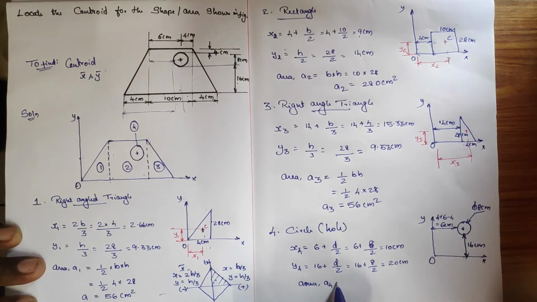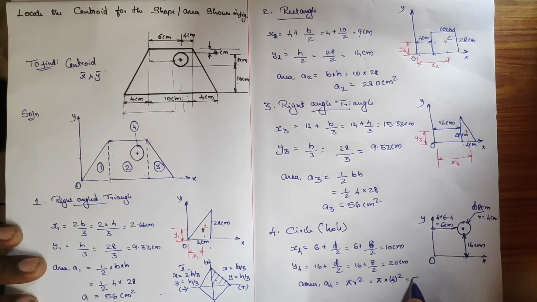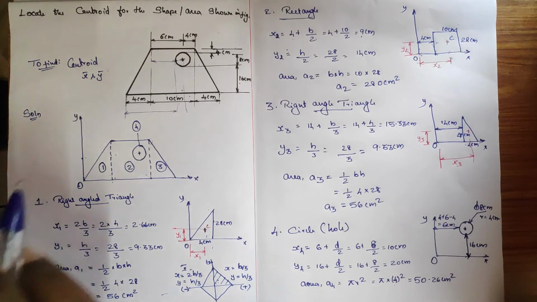Area A4. What is the formula? Pi r squared for a circle. So pi is 3.14 into radius squared, where radius is half of the diameter. So 4 the whole square. Radius is equal to 4 centimeter. So that particular value I have put. So here the answer we get is 50.26 centimeter square.